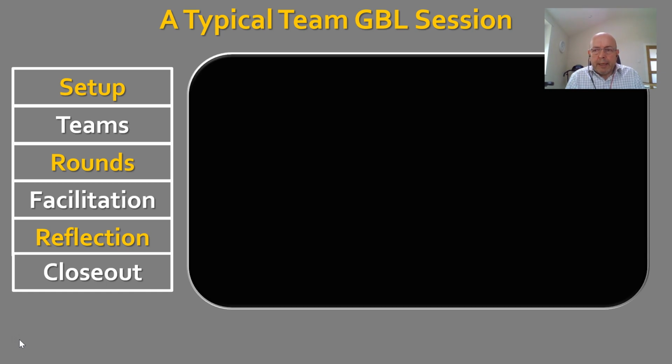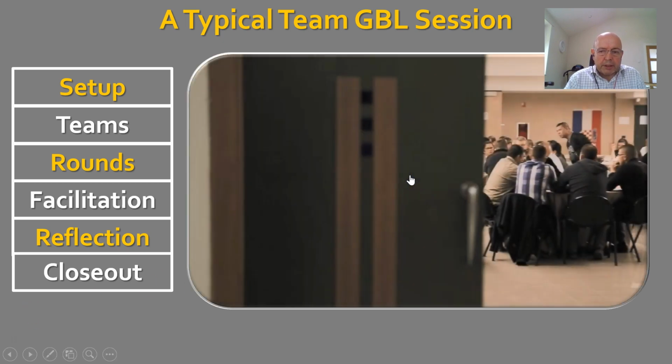The teams need to be established, and you need to decide on how you compose those teams. A game will typically have 3 or 4 rounds. It will be facilitated. There might even be 1 facilitator per team, depending on the number of teams. There will be time for reflection, because without reflection, people's learning is very, very surface. And finally, there needs to be some closeout. So let's just give you a little flavor here of what a session might look like.